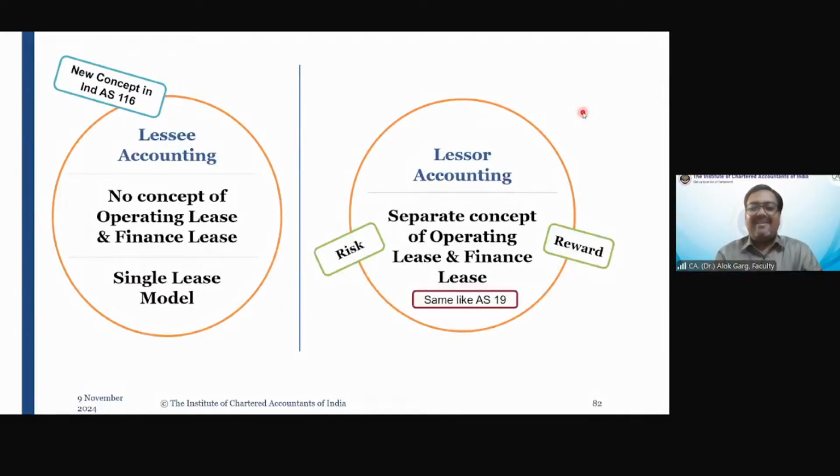Okay. So friends, now let's come back to the lessor accounting. And friends, after finishing this Ind AS 116, I will also do one complex question at the end of the entire session.